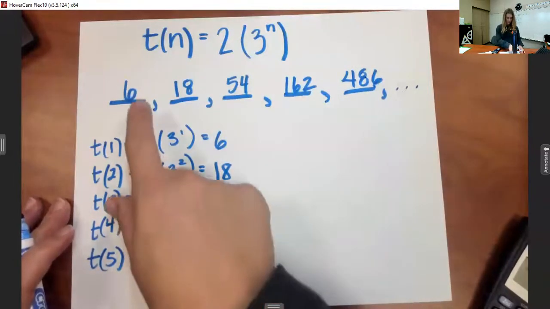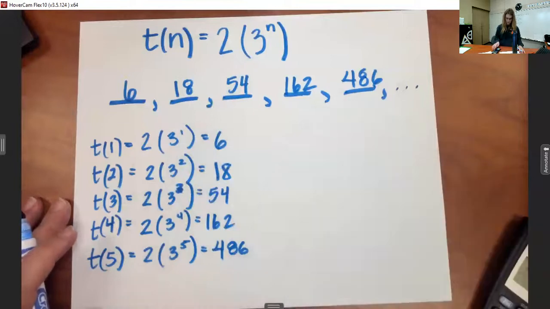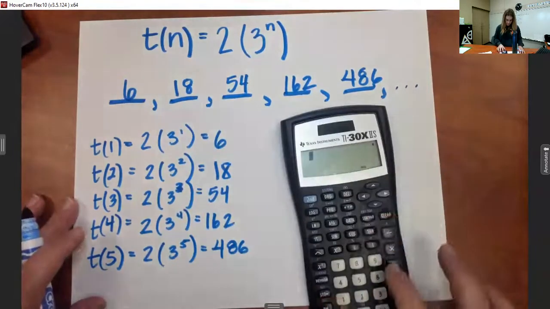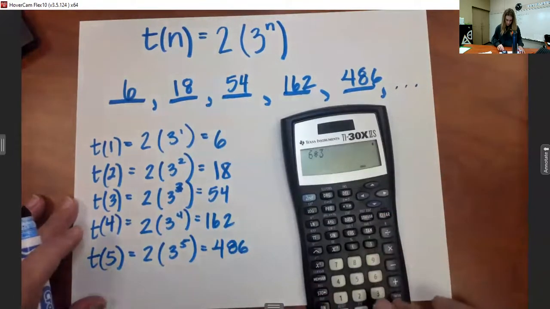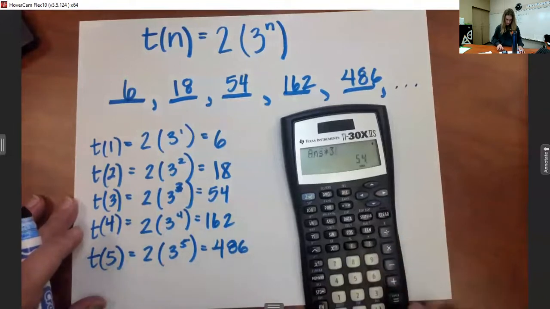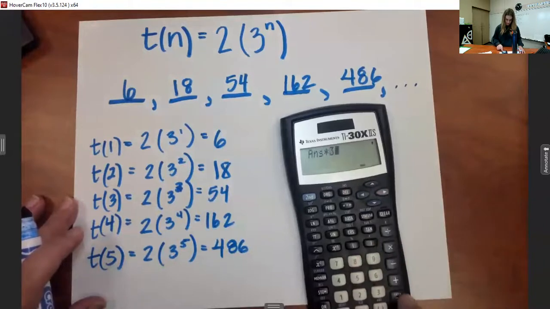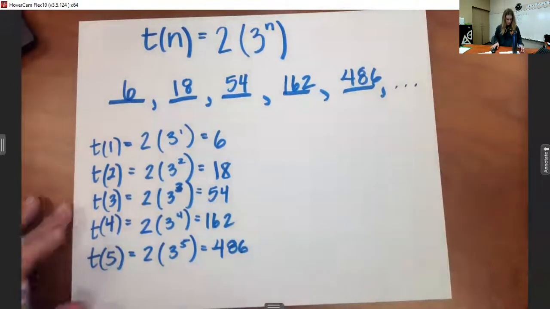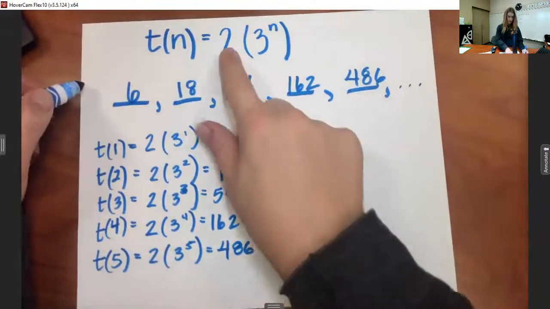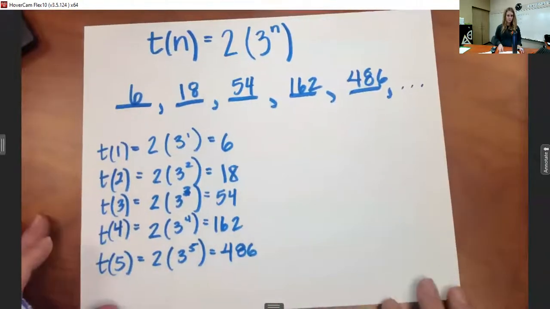All right, and you'll see the pattern. It's tripling each time. So let's double check that. 6 times 3, 18. We've got 18 times 3, 54. 54 times 3, 162. 162 times 3, 486. And if we divide it by 3, we get our 0th term of 2.